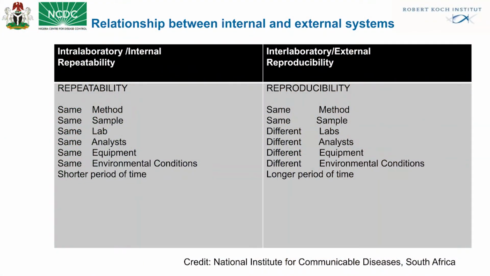Relationship between internal and external system. We have a relationship between them. The intra-laboratory or internal repeatability. Repeatability is a form of getting tests done within the same facility, the same sample method, same lab, same analyst, same equipment, same environmental condition, and a shorter period of time. This one will make us know whether truly we are doing well or not.